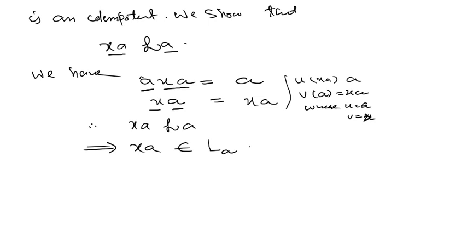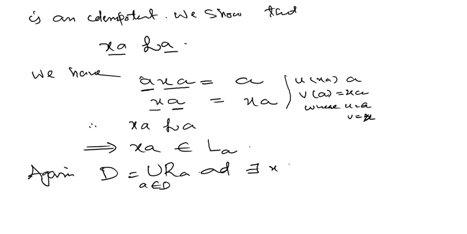So each L class contains an idempotent. So again, you can write this D, it is a union of R classes. A is in D, and there exists X in S such that AXA is equal to A.